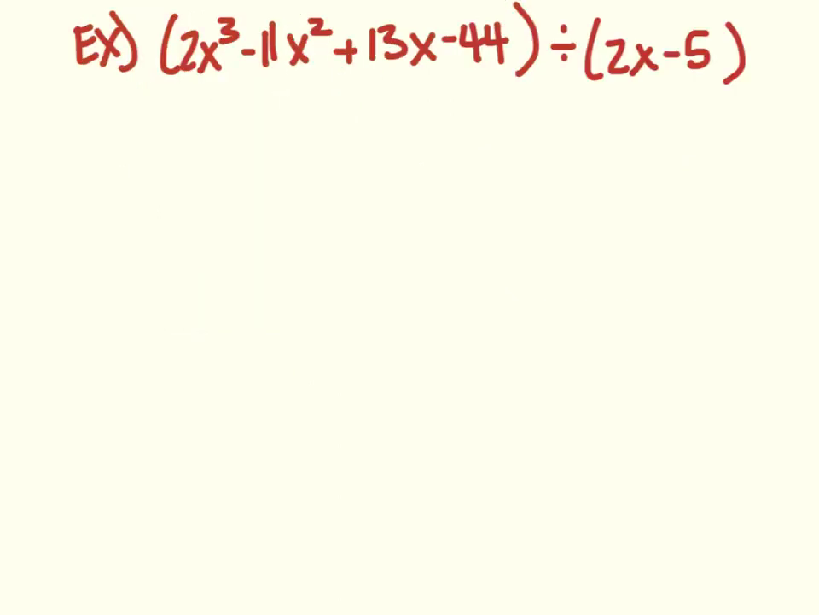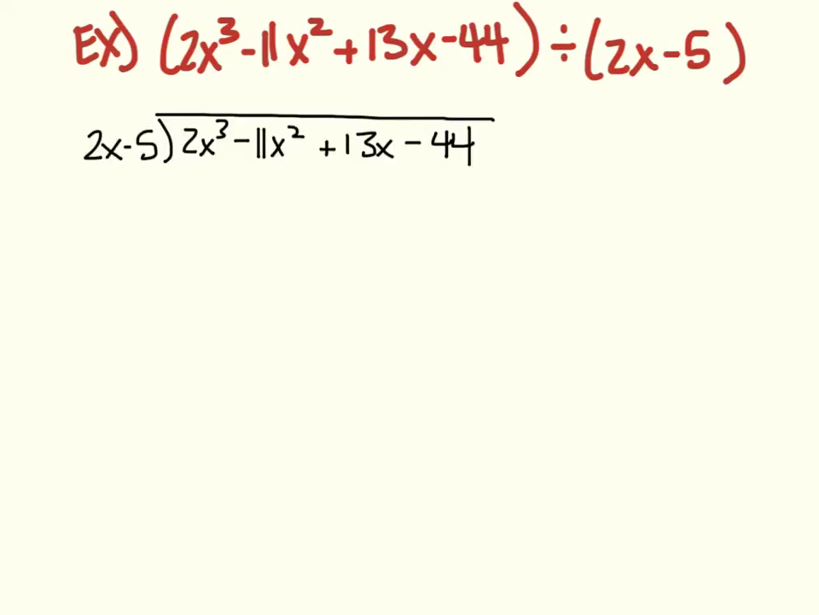Okay, so now let's look at 2x cubed minus 11x squared plus 13x minus 44, all divided by 2x minus 5. Whenever you're doing this, the front thing, this 2x, is the most important thing. That's what you're always trying to change into one of these. So, how do I make a 2x into a 2x cubed? 2x squared. It's already 2, so I just have to multiply by x squared.